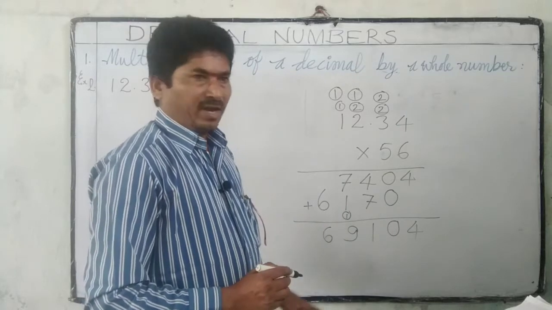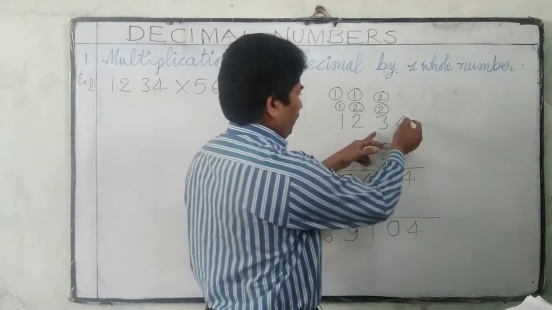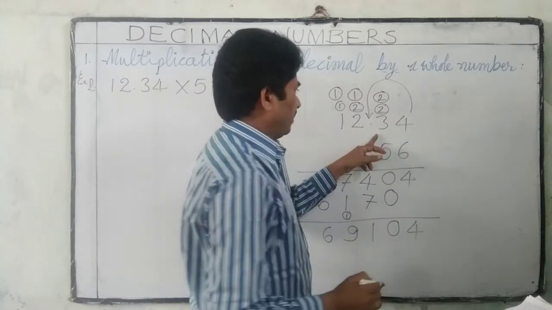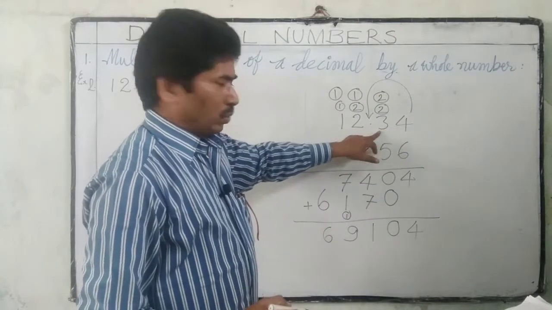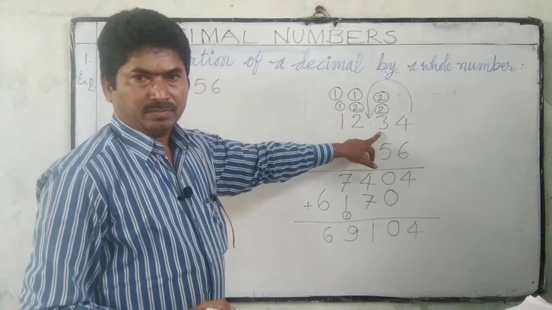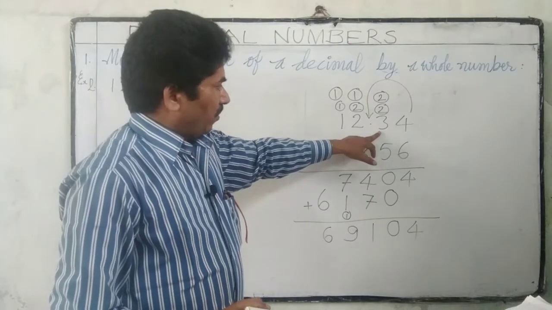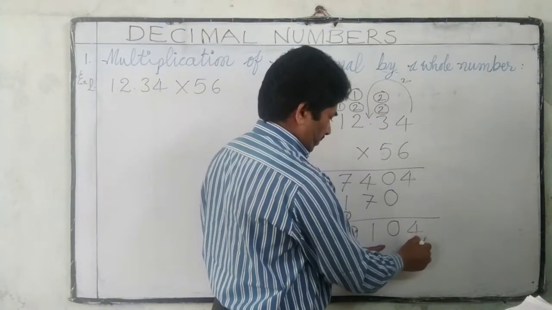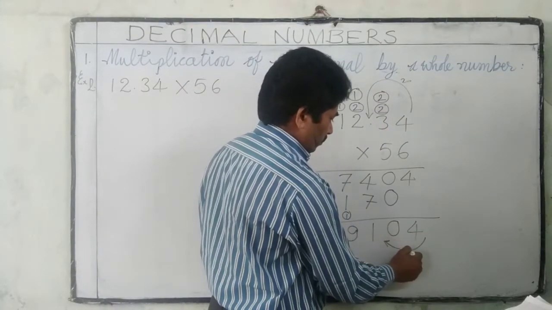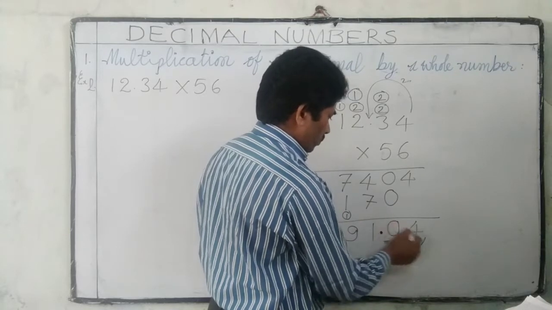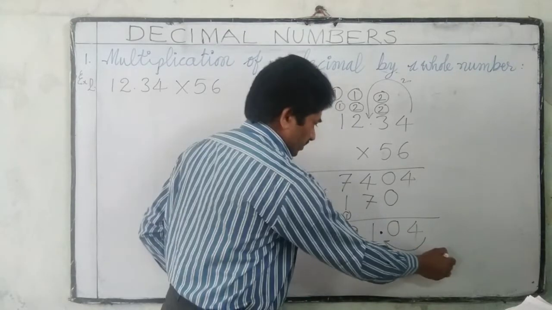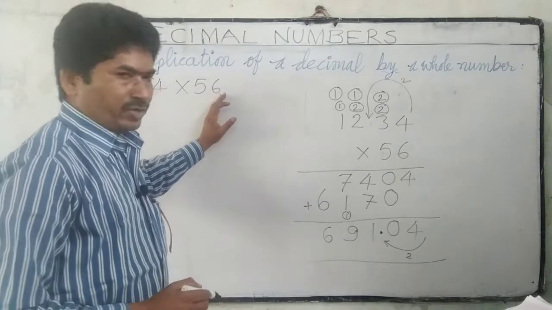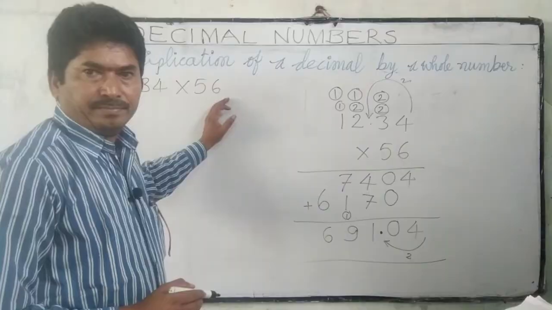After finishing multiplication, we have to count the decimal places in this given decimal number. Here we have 2 decimal places. Now we have to show those 2 decimal places in this product also. 2 decimal places. So this is the method of multiplying a decimal by a 2-digit whole number.